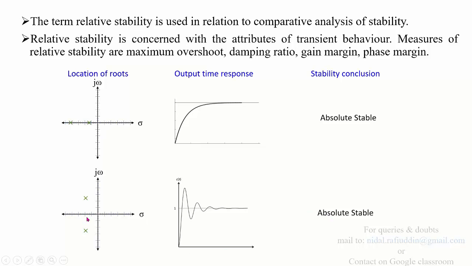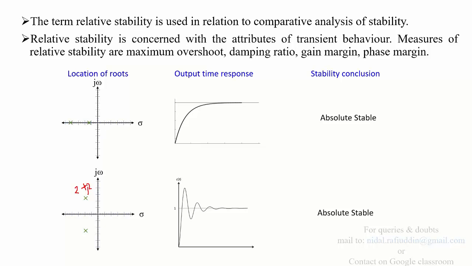One thing to note here is that poles which are complex in form always exist in conjugate pairs. For example, if you have this particular pole as, let's say, 2 plus j2.